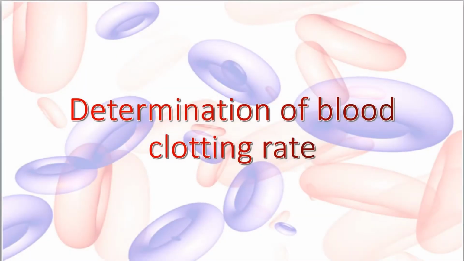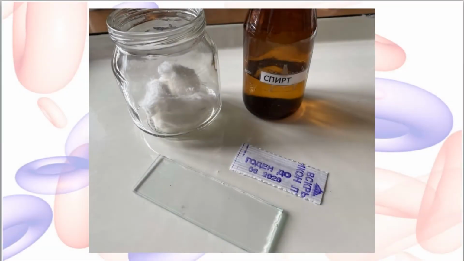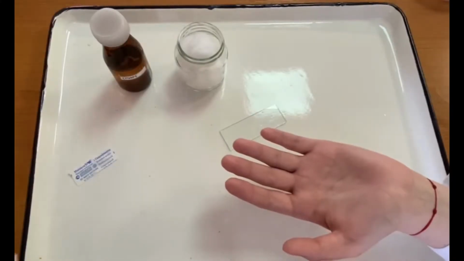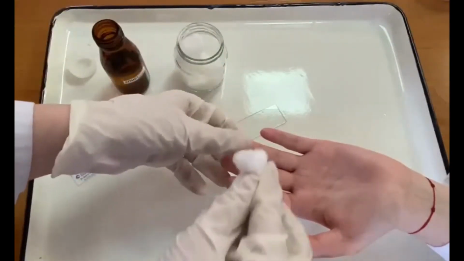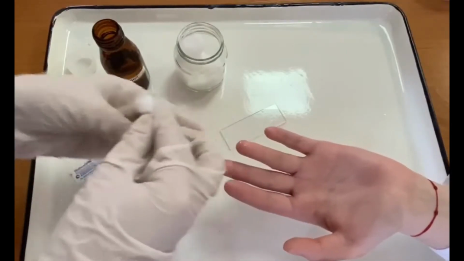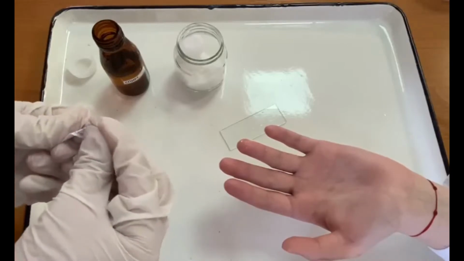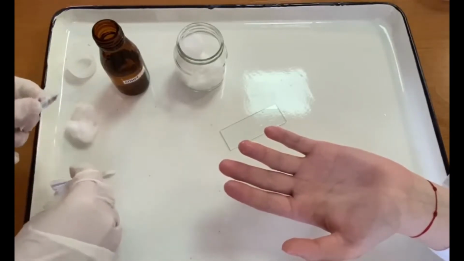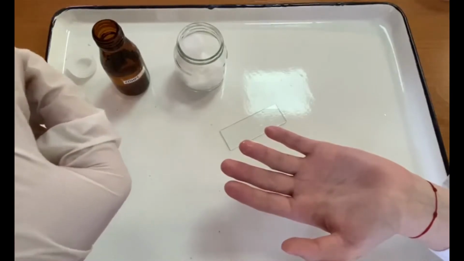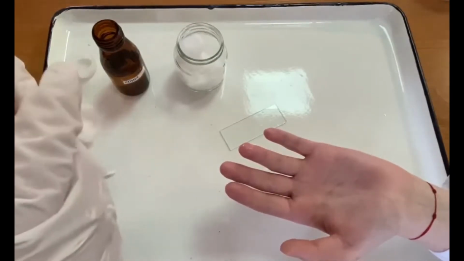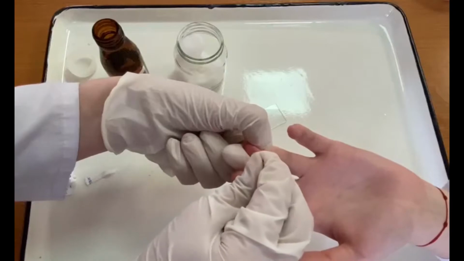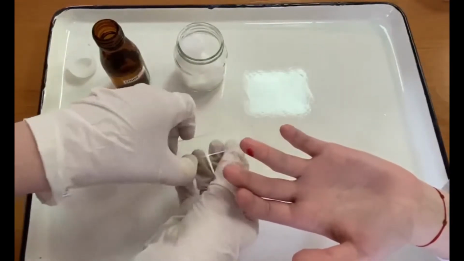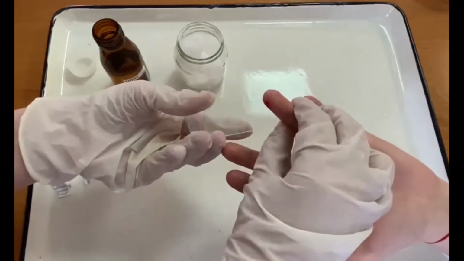We will determine the rate of blood coagulation. For this we need a stopwatch, alcohol, cotton wool, scarifier and glass. First, you need to treat the index finger with alcohol and make a puncture with a scarifier. A drop of blood from the finger is applied to the slide and the stopwatch is started.